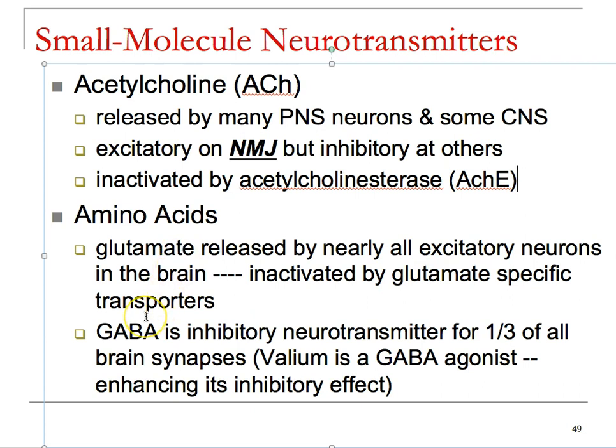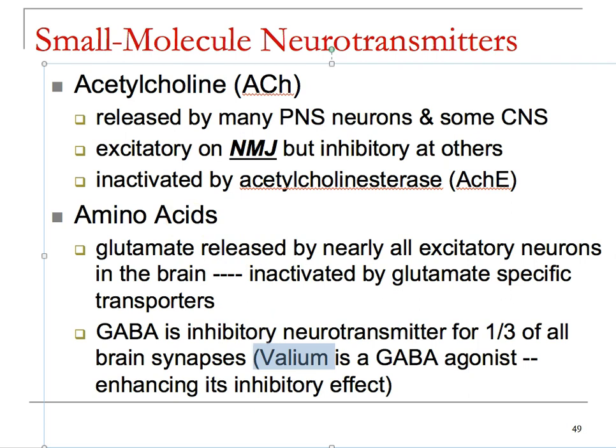The example for gamma-aminobutyric acid, of course, is an inhibitory neurotransmitter for 1/3 of all brain synapses. So this is why the drug Valium is so effective at enhancing the inhibitory effect of GABA. Now that might be fancy words for saying, here are some examples of small molecule neurotransmitters, but what I want to make sure you understand is that Mother Nature has a mechanism for regulating all of them.